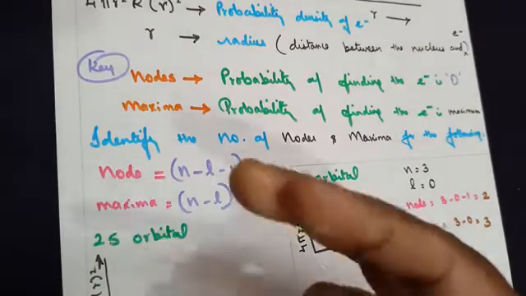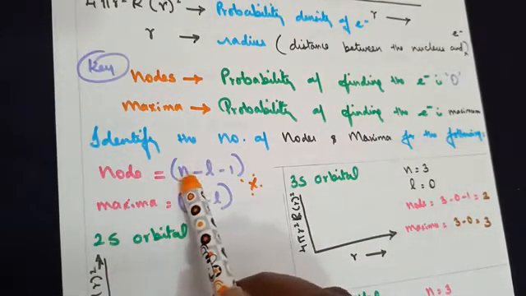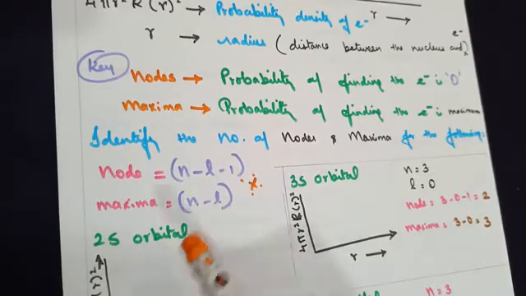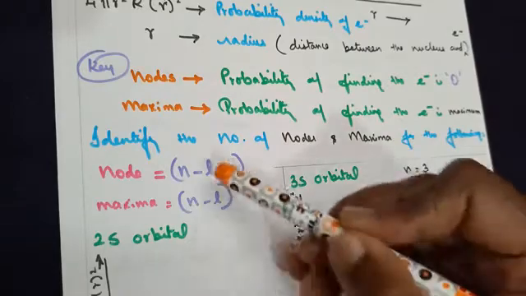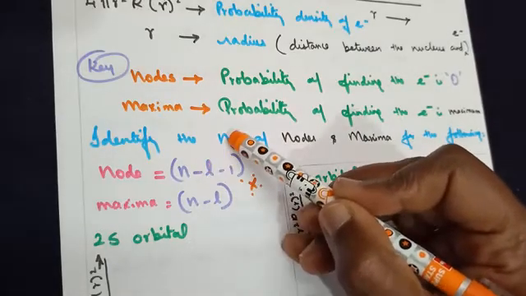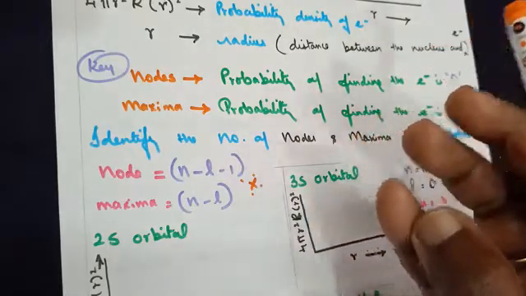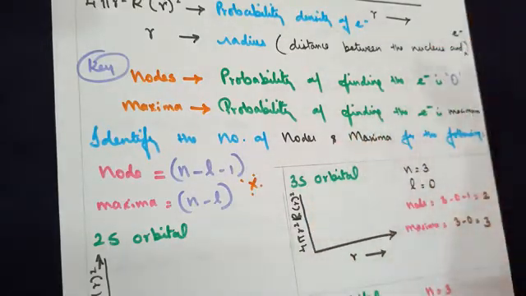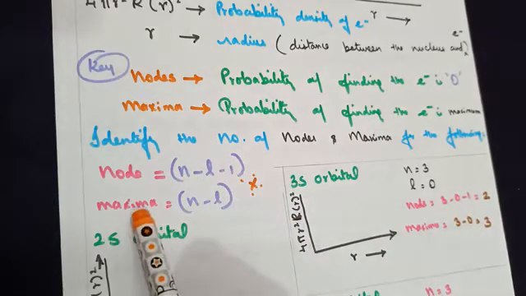Now you need to remember just two formulas. The node formula is n minus L minus 1. N stands for, you know that, the principal quantum number. L stands for the azimuthal quantum number. Azimuthal means L equals 0, L equals 1, L equals 2, and so on. So the formula is n minus L minus 1. The maxima formula is n minus L.